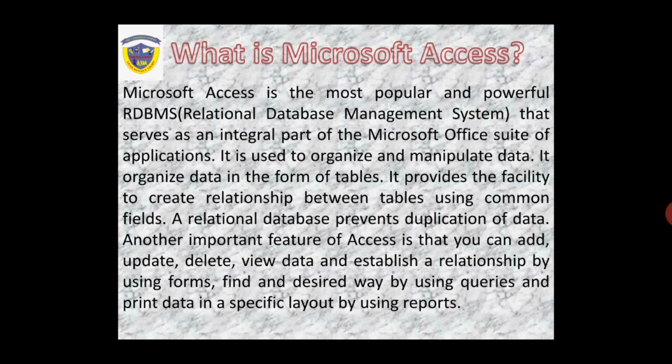A relational database prevents duplication of data. Another important feature of Access is that you can add, update, delete, view data and establish a relationship by using forms, find data in the desired way by using queries, and print data in a specific layout by using reports. First of all, we can make a simple table, then we can sort data using queries, then using the form we can make it more attractive and build a relationship between two tables, and using the report feature we can make a report for future use.